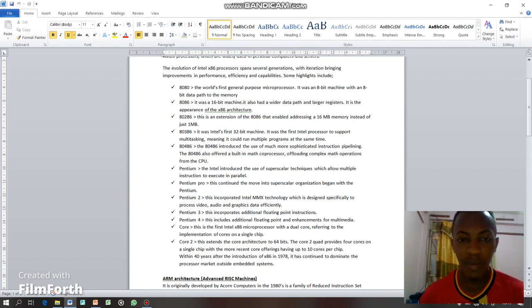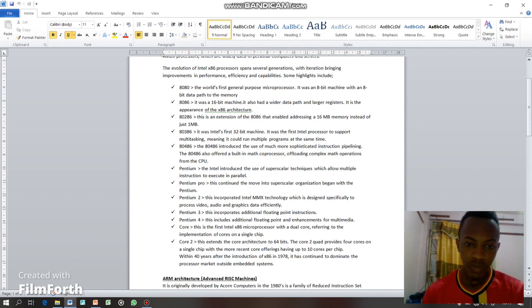So that is all about the Pentium. It says that Intel introduced, with the Pentium, the use of superscalar techniques, which allowed multiple instructions to execute in parallel. After the introduction of the Pentium, we went on to the Pentium Pro, which continued the move into superscalar organization that began with the Pentium.